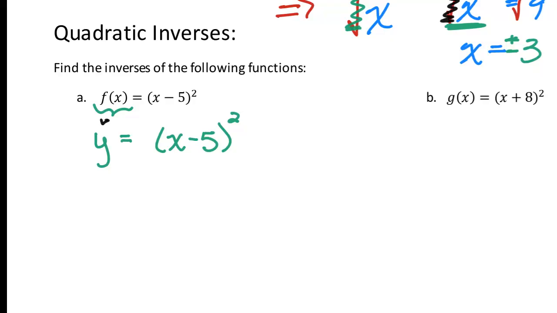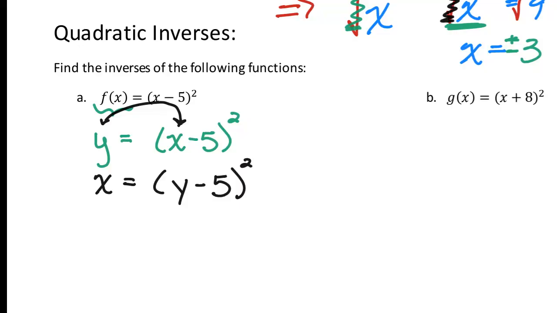That's right. We're going to swap it, switch it. And we're going to say x is equal to parentheses y minus 5 squared. All right. So I am trying to get y by itself. Y right now is together inside those parentheses. Okay? I have to get rid of that 2.